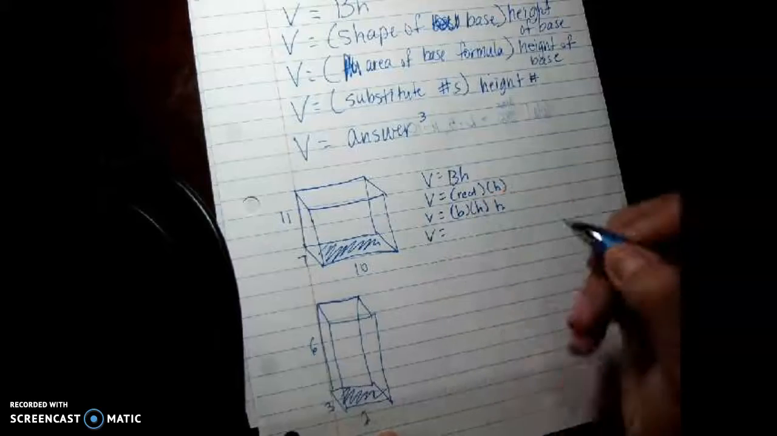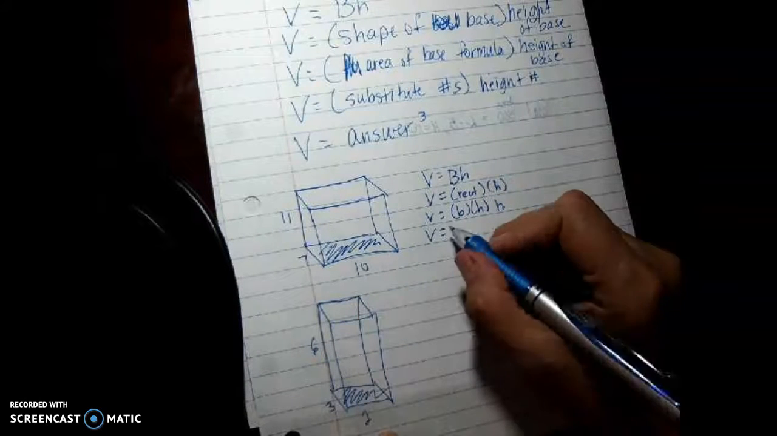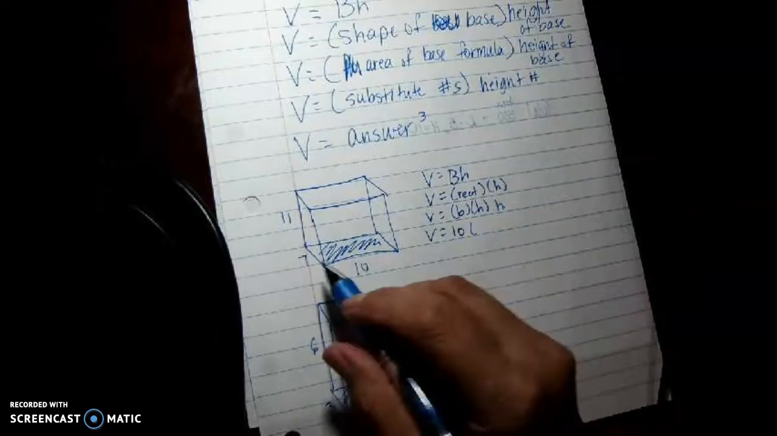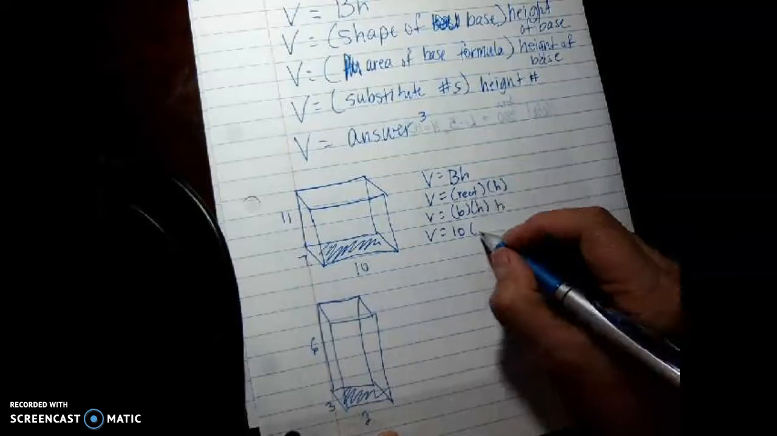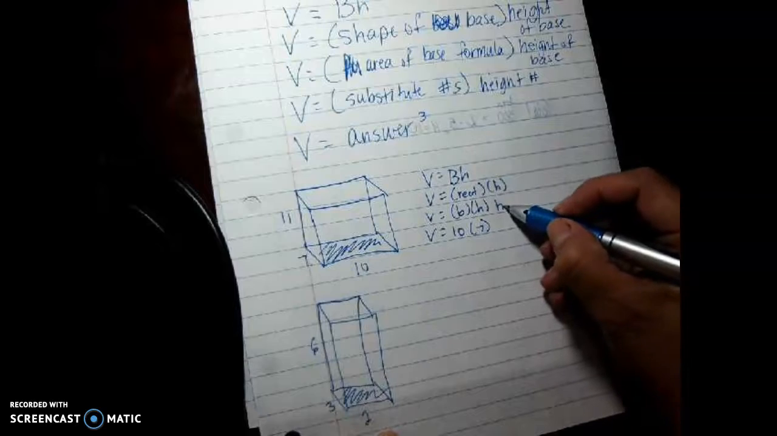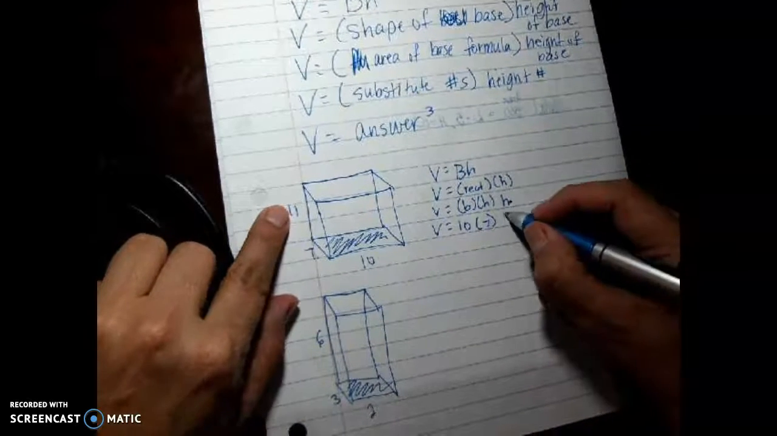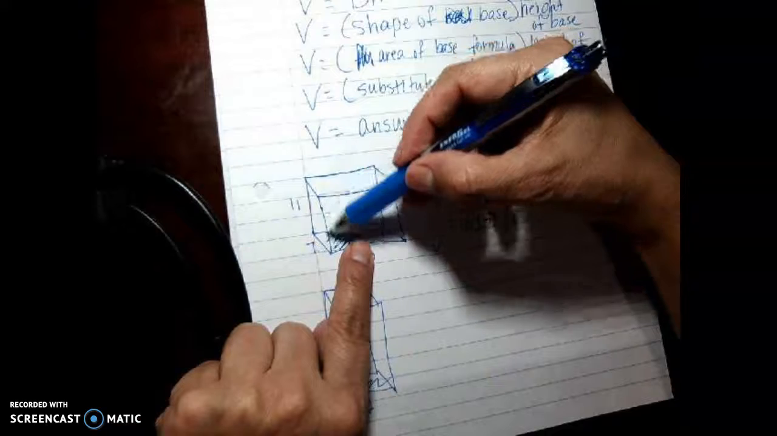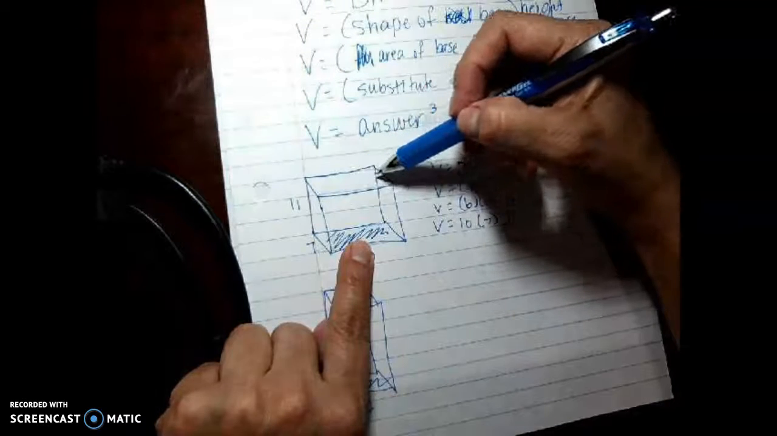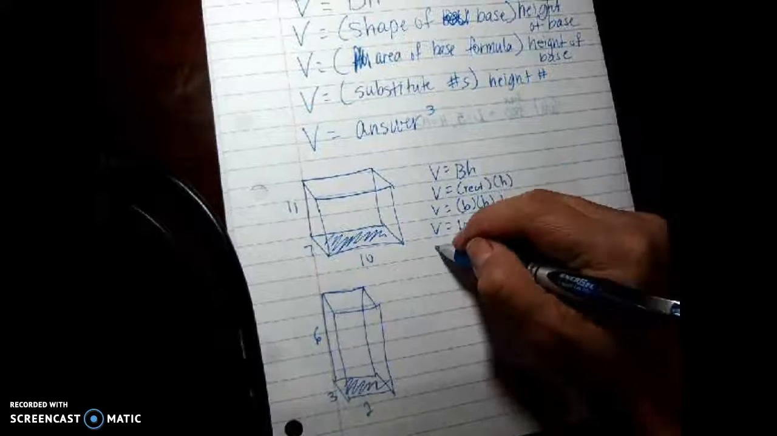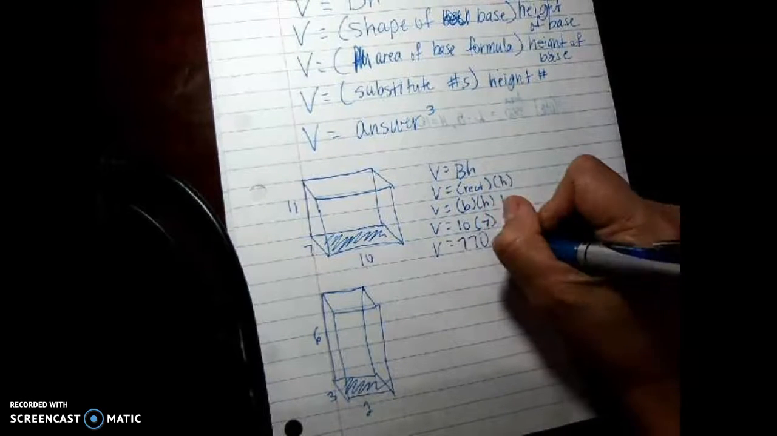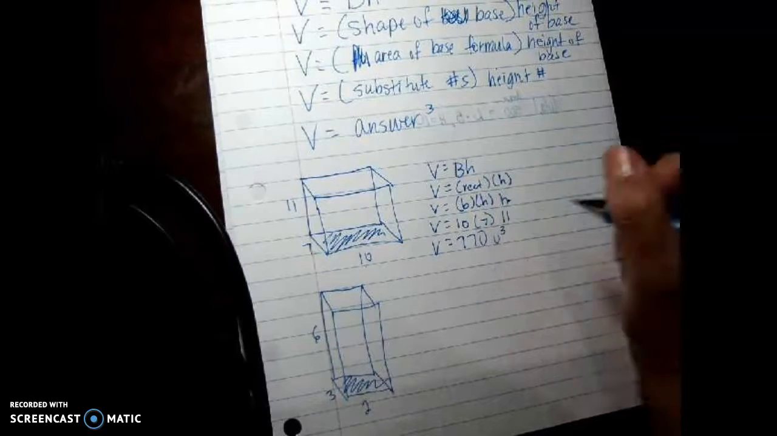All right, now we're going to put in the numbers. The base of the rectangle is 10. The height of the rectangle base is 7. And then this H is the height that connects the bases, and it's going to be 11. Here's the base, here is the height that connects the base, and here's the other base. So we are going to multiply 10 times 7 times 11. And the answer is 770 units cubed, because we are dealing with volume.